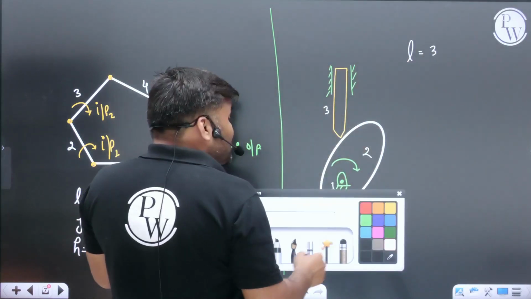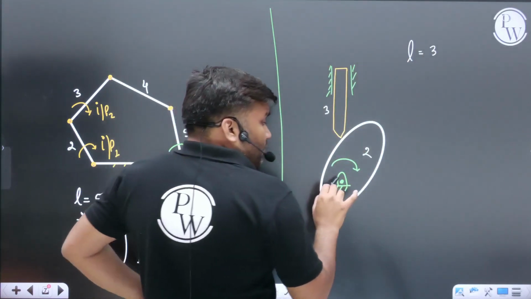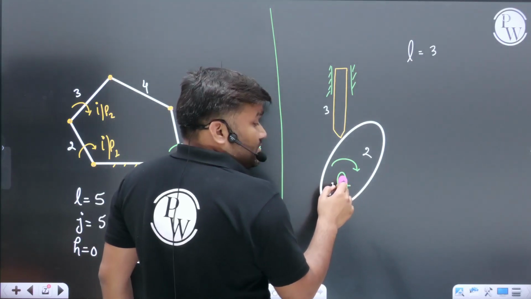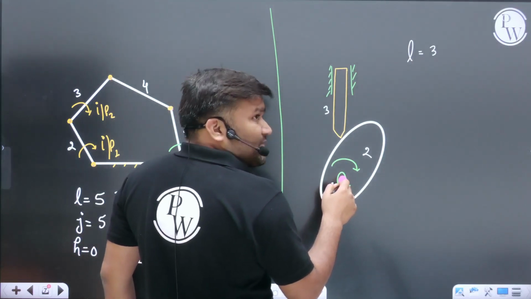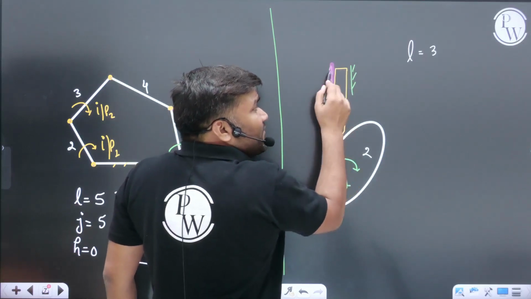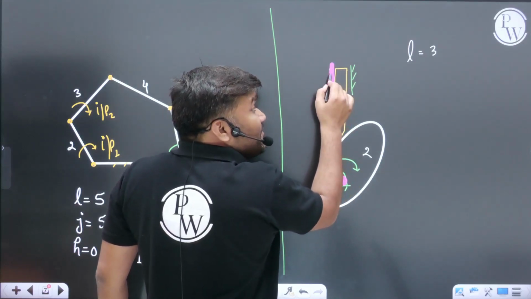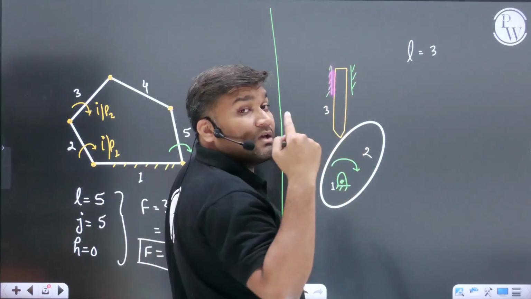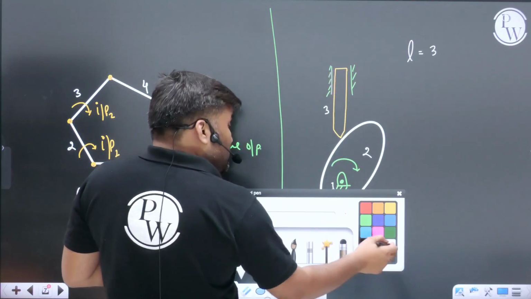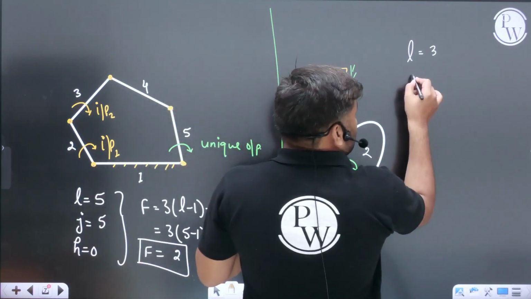How many lower pairs are there? Sir, between 1 and 2 we have a turning pair. Lower pair, surface contact. Between 3 and 1 we have a sliding pair, and the sliding pair is again an example of a lower pair. Surface contact is there, right? So we have two lower pairs.